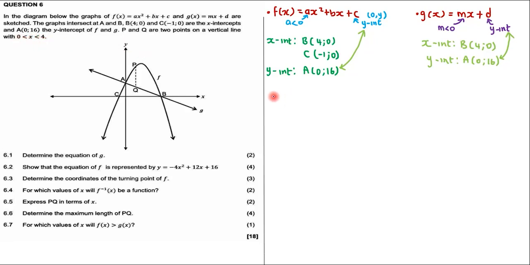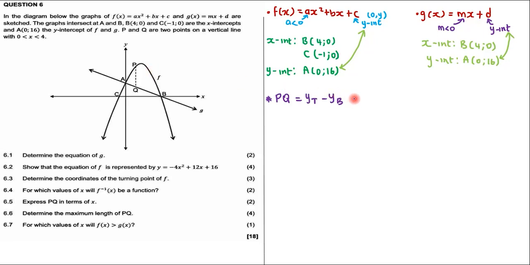So this means now if I want to calculate PQ, right, PQ is a vertical line, so it means its formula will be the y value at the top minus the y value at the bottom, right? But when you look here, you can see that we don't have the actual y value there, but you can see that P is on f.